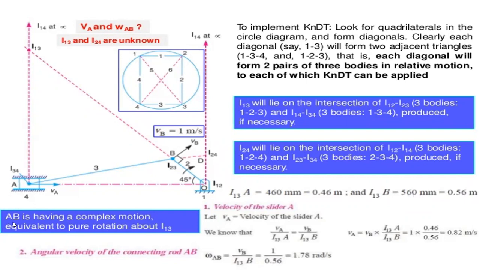Then AB has a complex motion, which is equivalent to pure rotation about the instantaneous center I13, which has an absolute pure value of the instantaneous center 1 and 3.